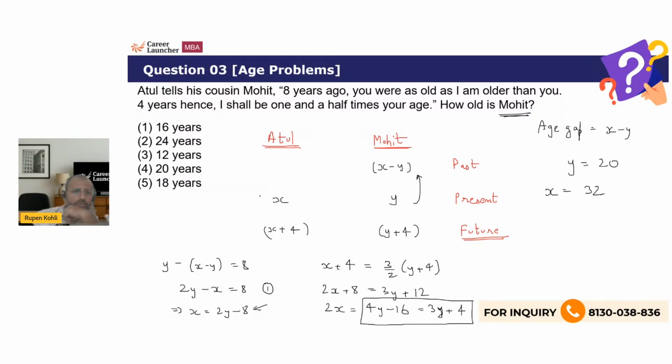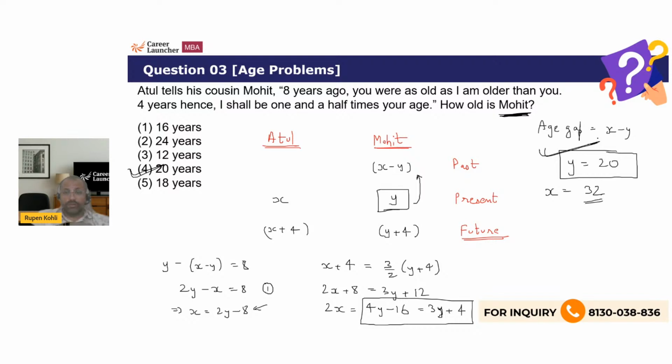So I think the options are a little bit haywire. My answer is coming to be 32. Oh, okay. So he's asking for the age of Mohit, not the age of Atul. We got everything right, and the answer is 20 years. My bad, I was looking as if we're looking for Atul. We are looking for Mohit, the value of Y, which is 20 years. Perfect.